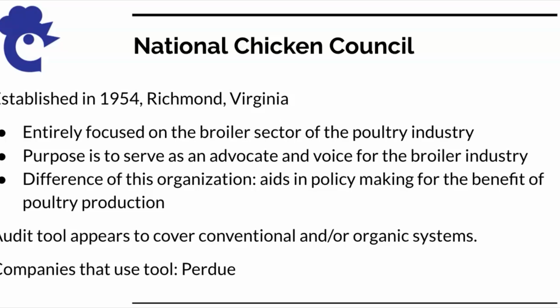There are two audit tools that are primarily used. One is conducted by the National Chicken Council, which was established in 1954 in Richmond, Virginia, with the primary focus in the broiler sector of the poultry industry, with a mission to influence important legislative and regulatory policies and government programs that affect chicken, communicate with policymakers and media about chicken production, processing products, and the effect that domestic and international trade policy has, to maintain and expand foreign markets for U.S. chicken. And lastly, to promote and protect the image and reputation of the industry.